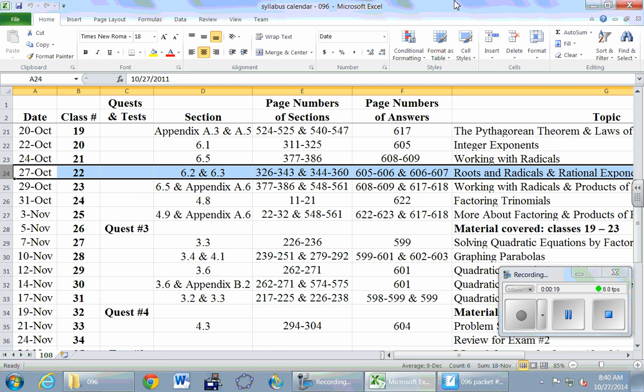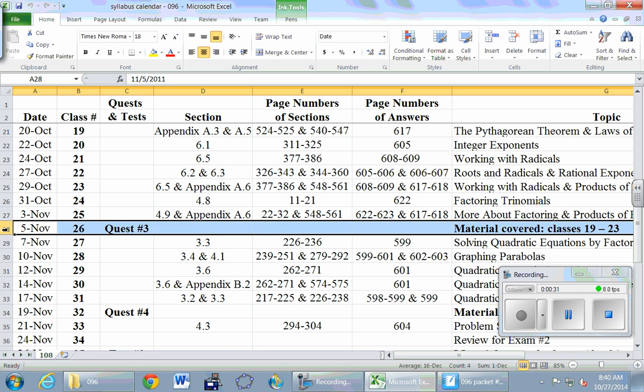We'll work with some more radicals, but we'll also talk about products of binomials. And then we start factoring, which is kind of a big topic that many of you I'm sure have seen before, factoring trinomials. And it's still a little ways away, but just want to give you a heads up that our 3rd quest is coming up on November the 5th.